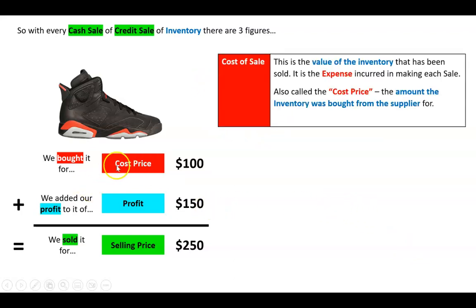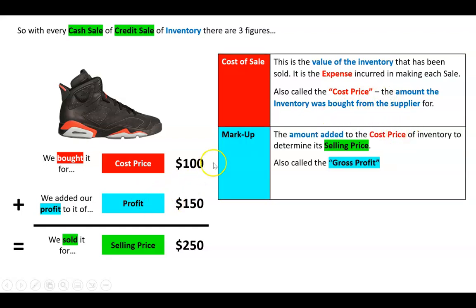There's what's called the cost of sale. That would be the cost price. So that is the value of the inventory that has been sold. It is the expense incurred in making each sale. We also call it the cost price. It's basically the amount the inventory was bought from the supplier for.